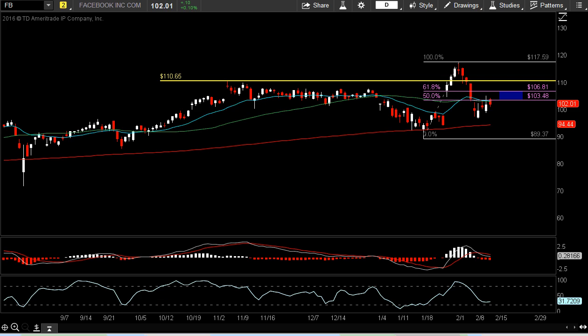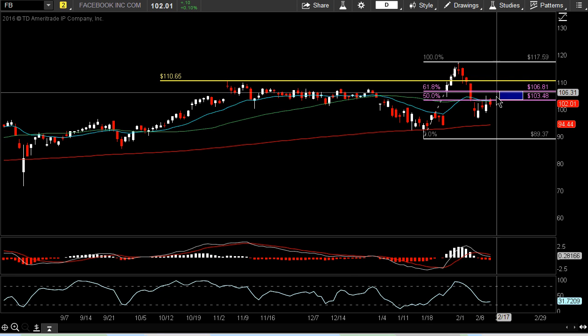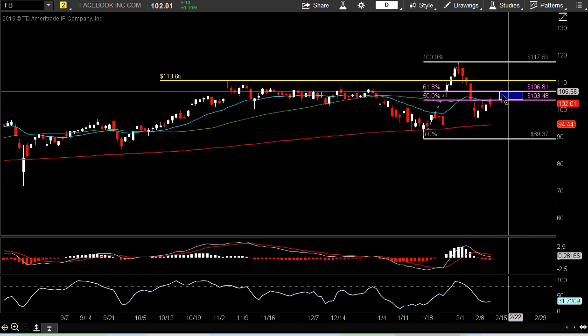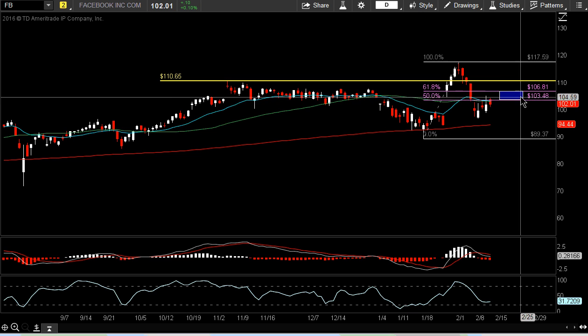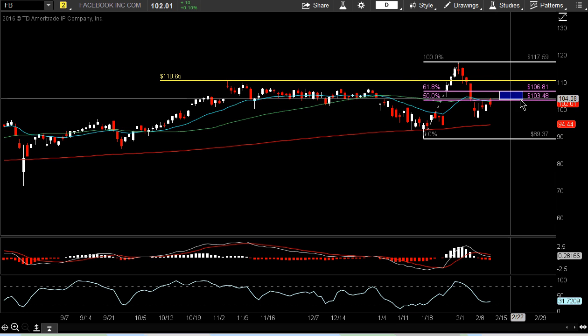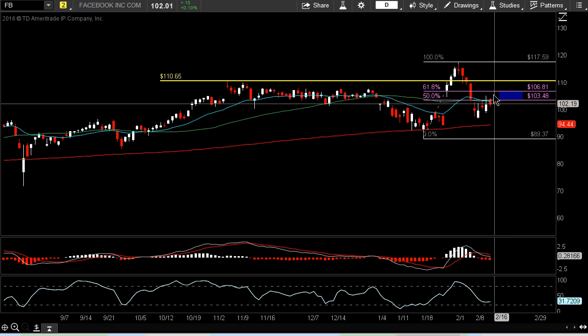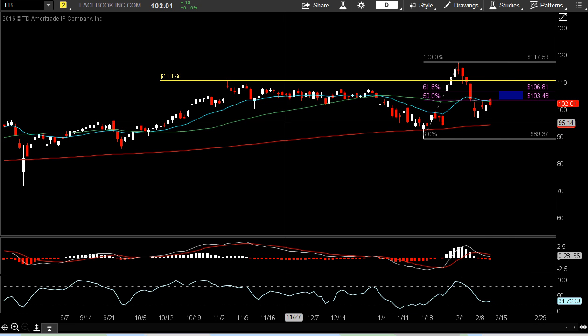And then Facebook, we're basically looking for another push to come back up to this 106 and possibly to the 110.65. Okay, but the first area of resistance is probably near this retracement level, this retracement zone near 106.80. So basically looking for that as the first target.